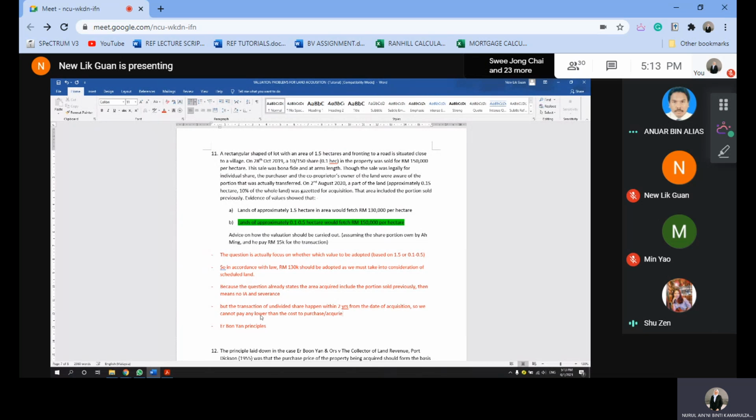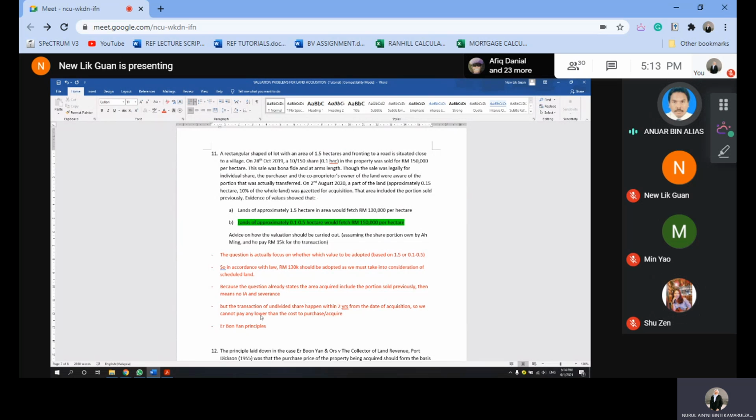But Doctor, I have one more question on Min Yao's question just now. I found one more court case saying that the transaction of an undivided share, like in this question, is not suitable because it cannot reflect the whole land value. In this situation, should we still consider the amount according to the Bunlian principle?